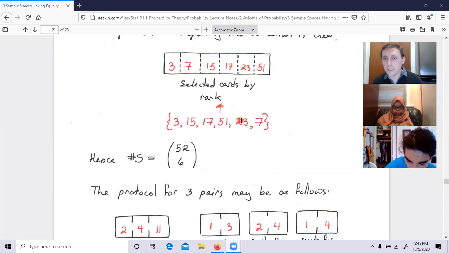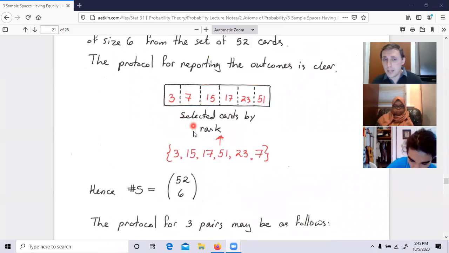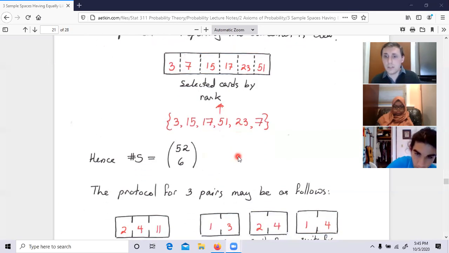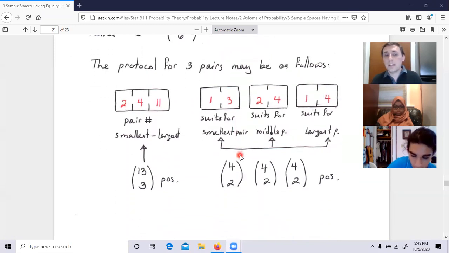So the protocol for the full sample space is very simple. I can just have 6 boxes in which the numbers have to be arranged from smallest to largest order. And that represents 52 choose 6 possibilities. You understand why? Because the idea is that you present the subset of size 6 out of 52 unique elements. And you arrange that subset to present it. You methodically arrange it from smallest value to largest value. Good?